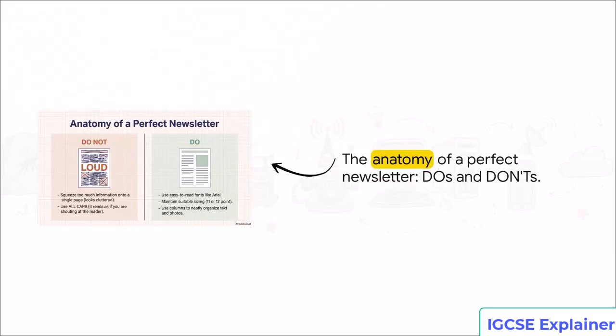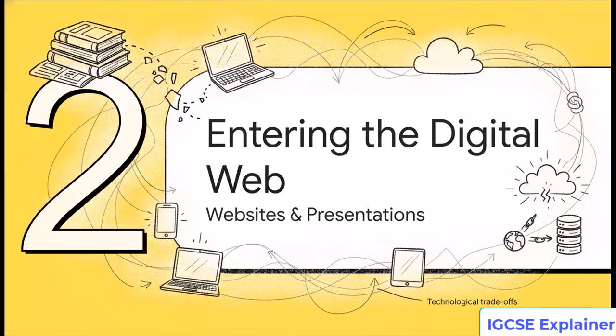And beyond just spelling, there's the actual design. Think about the last time you saw a completely cluttered page. Squeezing too much info into one spot just creates visual chaos. And please, whatever you do, avoid using all caps. It literally reads like you are shouting loudly at your reader. Nobody wants that. A perfect newsletter relies on super clean, easy-to-read fonts like Arial, sticks to a standard 11 or 12-point size, and beautifully uses columns to organize the text and photos. Structure creates clarity, right? Moving right along, here is Section 2, entering the digital web.